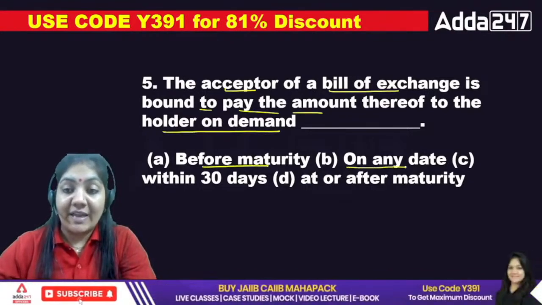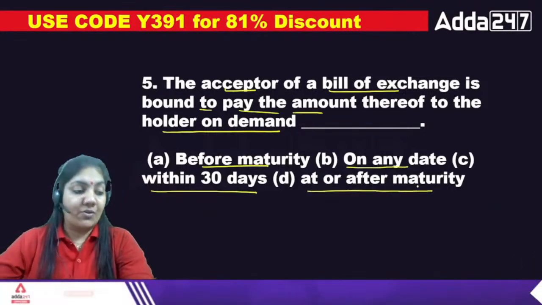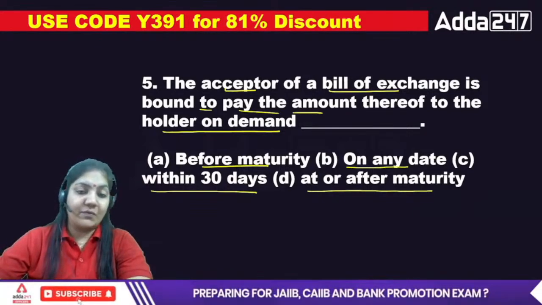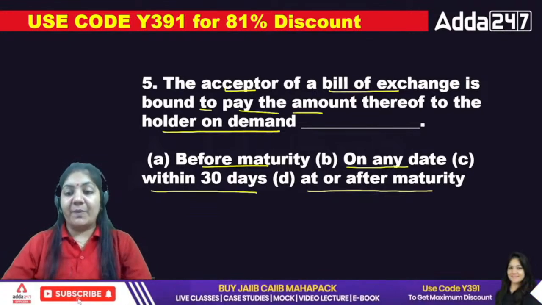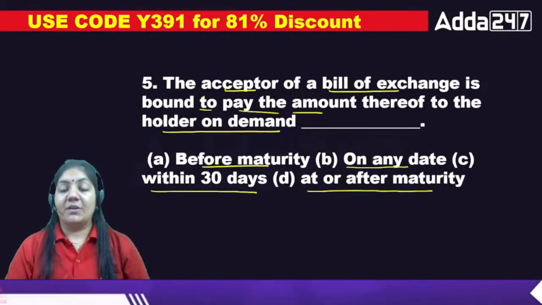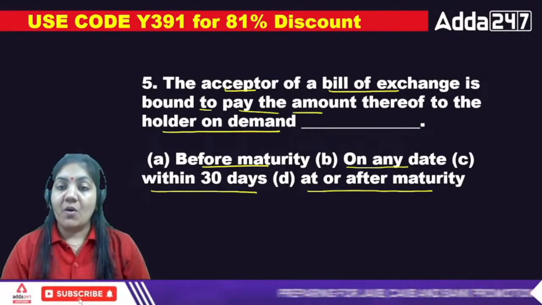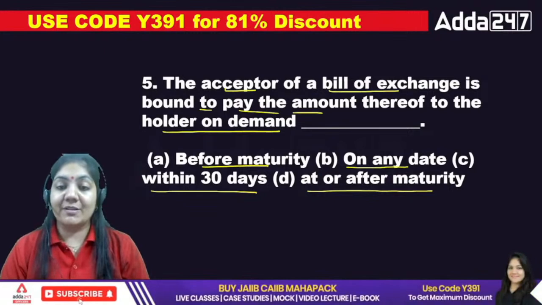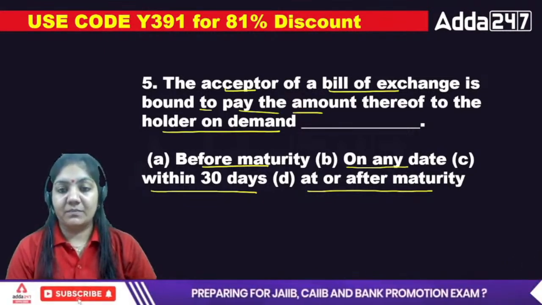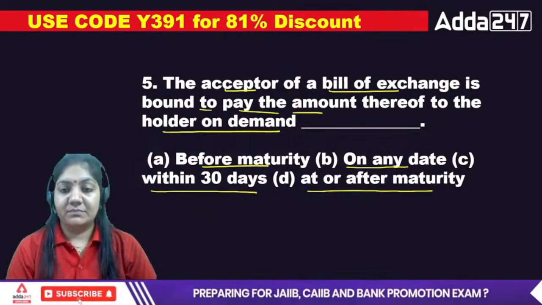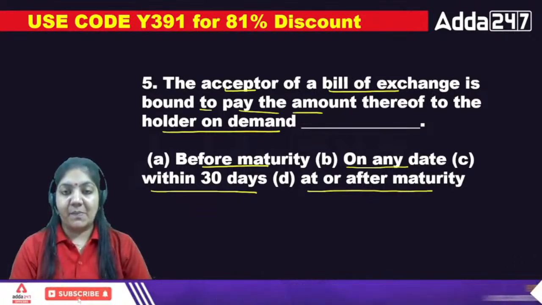B option is on any date. C is within 30 days, or D, at or after maturity. What is the exact answer of the fifth one? The acceptor of the bill of exchange is bound to pay the amount thereof to the holder on demand. So whether it is before maturity, on any date, within 30 days, or at or after maturity. What is the exact answer?